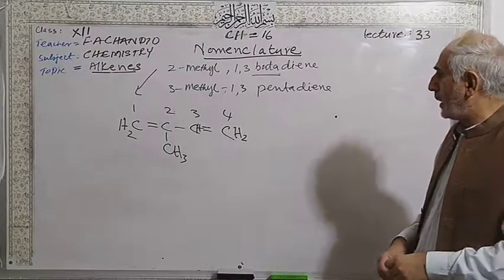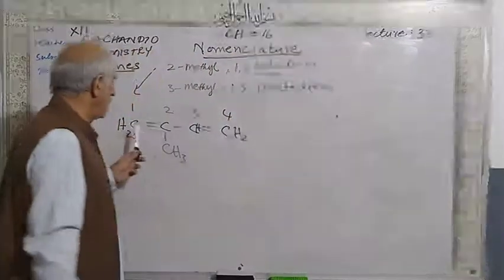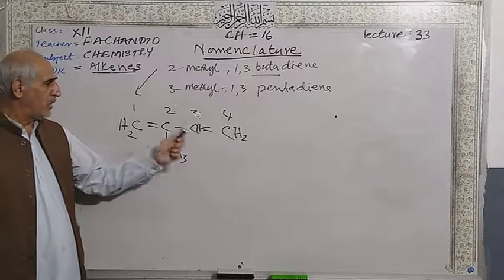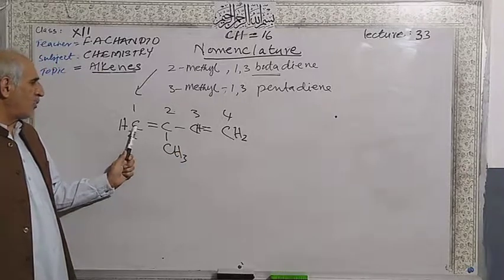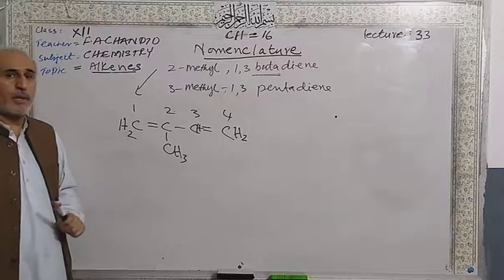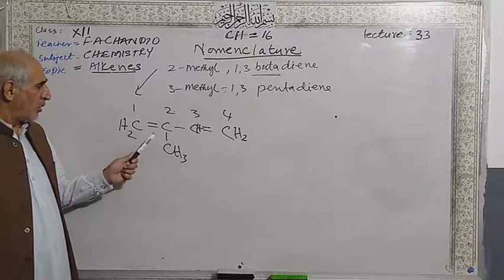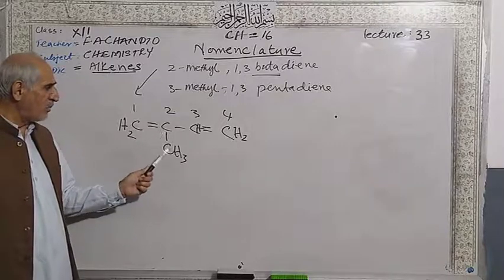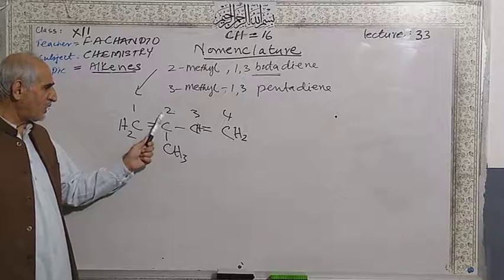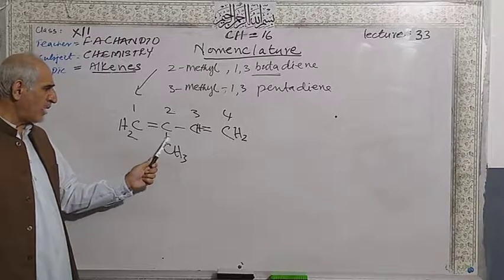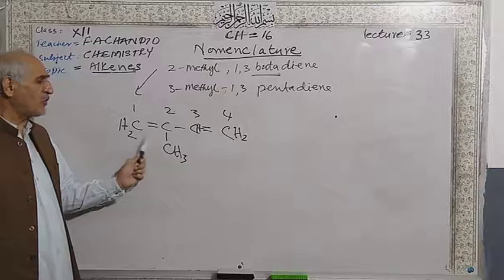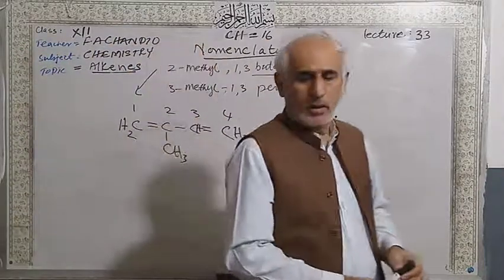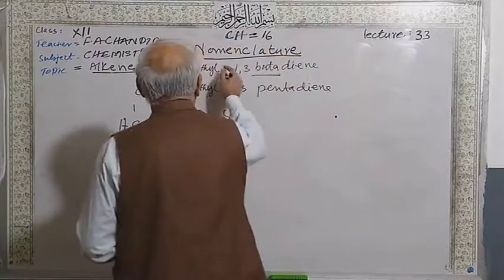The reason is that starting from here, the double bond is at carbon number 1, and starting from here, the position of the double bond is also carbon number 1. But here the methyl branch is attached to this carbon, so the double bond and this branch prefer to start numbering from the left side. Okay, this is the pair.